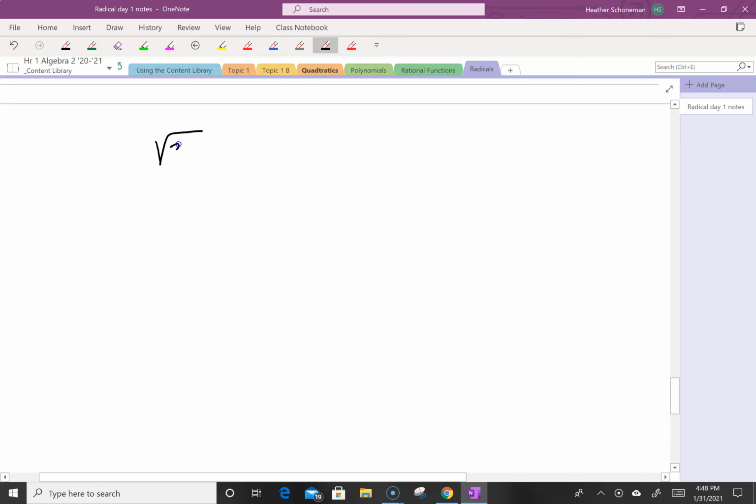So if I talk about the square root of 36, my answer could be positive 6 or negative 6. And the reason is because 6 times 6 equals 36 and negative 6 times negative 6 equals 36. So we're looking for a number that we can multiply twice and get this answer under the radical.